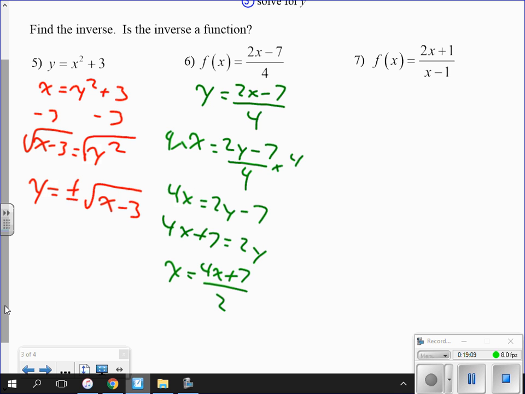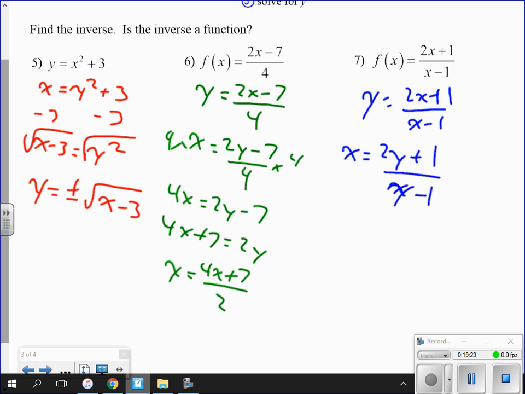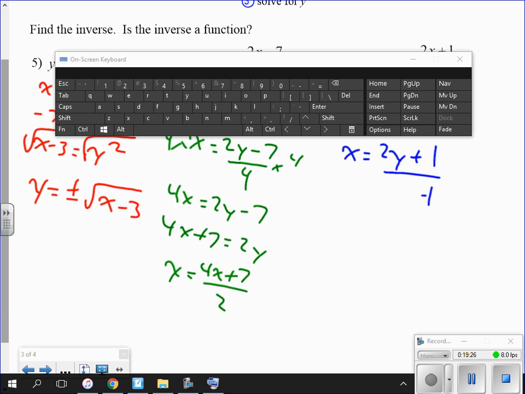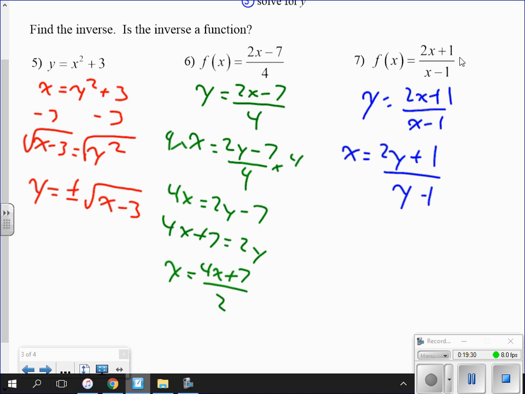First step, still the same. Y equals 2x plus 1 over x minus 1. Swap the x's and y's. X equals 2y plus 1 over y minus 1. Okay, now is where it gets tricky. First step, get rid of the fractions. Multiply both sides by y minus 1. And distribute on this side here, these just cancel. This side, go ahead and distribute. So you have xy minus x equals 2y plus 1.